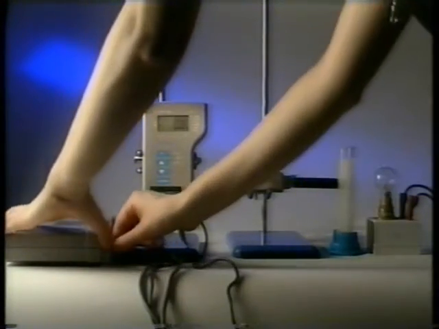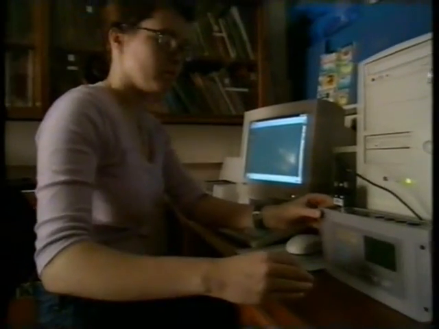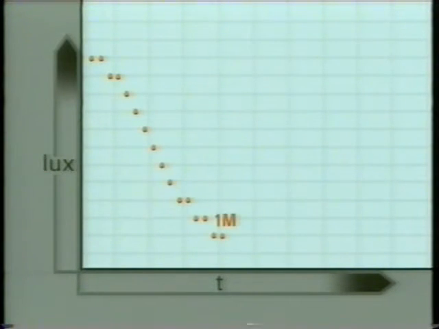A data logger captures all this information. Attach it to a computer and the results are represented graphically. The amount of light through is plotted against time. It produces a curve that eventually levels off when no more light is able to pass through the cloudy sulfur.